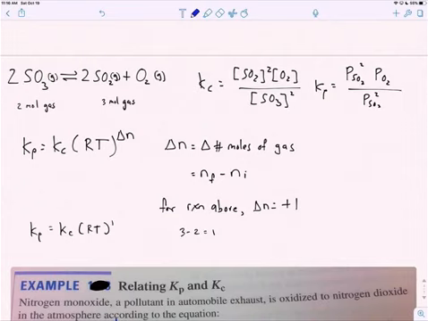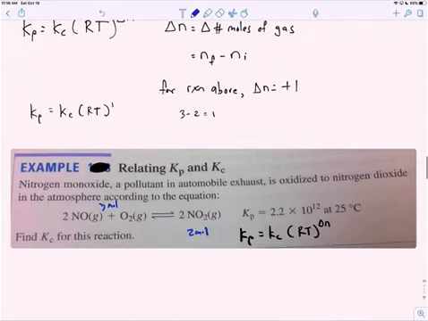So Kc is the concentrations, but since concentration is directly proportional to pressure, we can just put the pressures. It's much easier to use pressures with gases. But the Kc and the Kp are related by Kp equals Kc times RT raised to the delta N power. And the delta N is the change in the number of moles of gas, always final minus initial. So in this case, the delta N is plus 1.